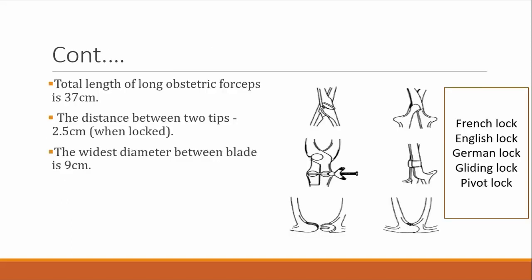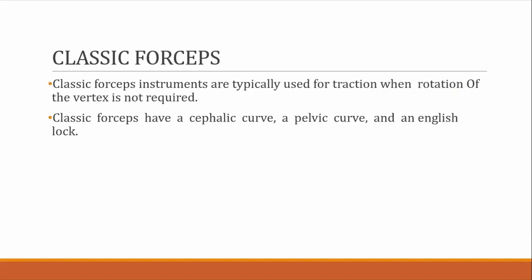But in general anatomy, forceps normally measure around 30 centimeters. When locked, the distance between the two tips is 2.5 centimeters, and the widest diameter is 9 centimeters in the middle. That is usually how we know, as the narrowest diameter of the maternal pelvis is similar, to accommodate in that area. So the classical forceps are normally used for traction, when we need traction only.